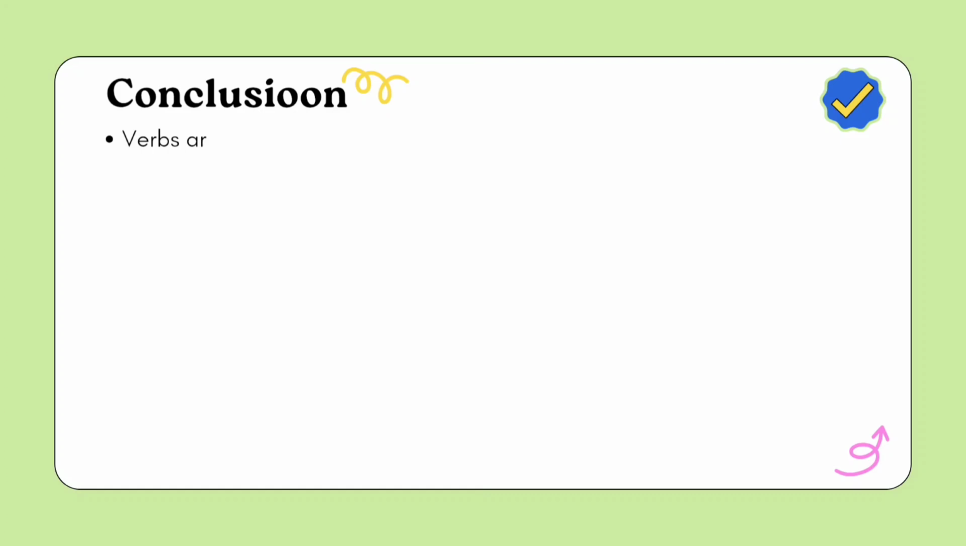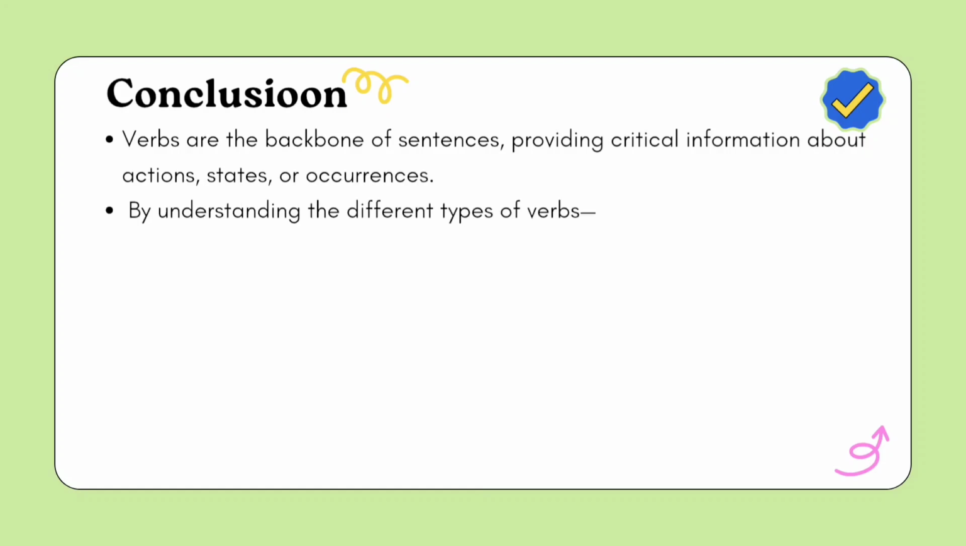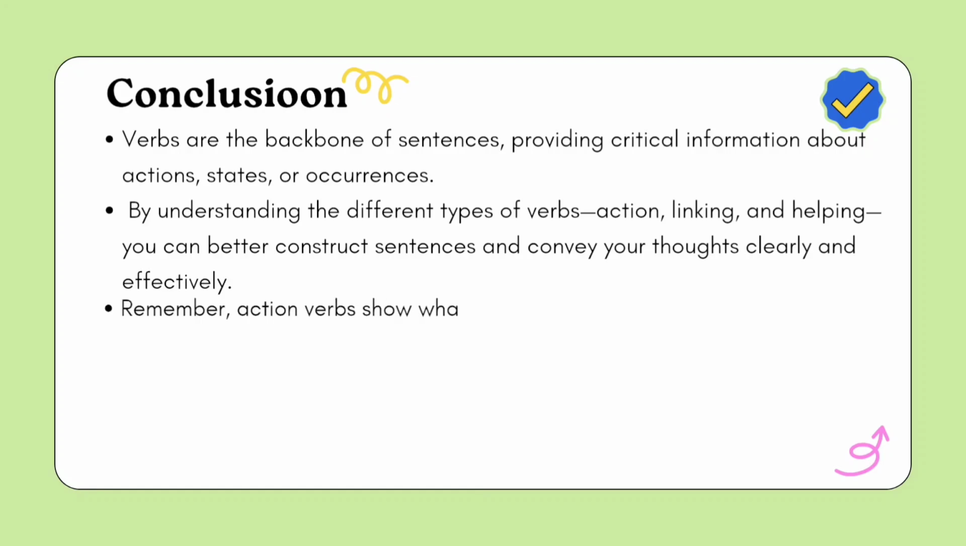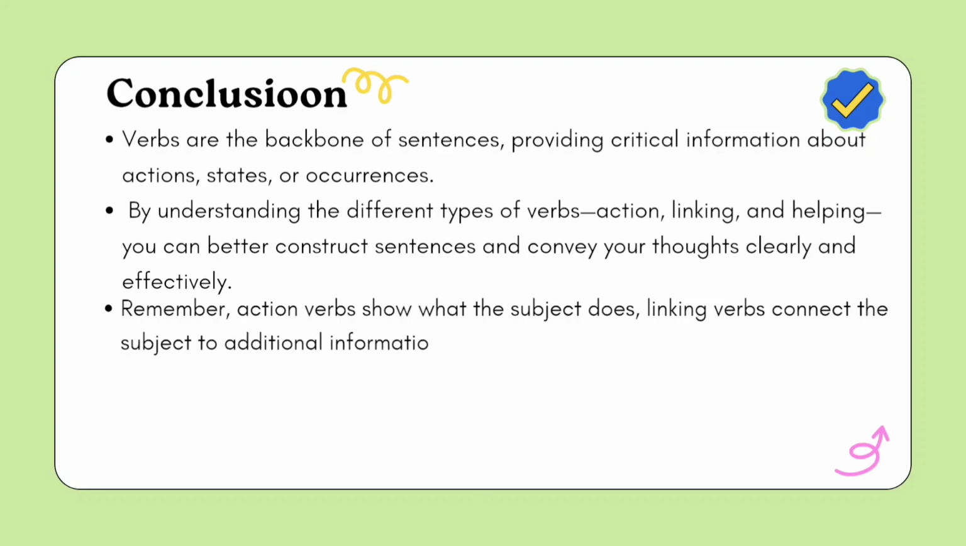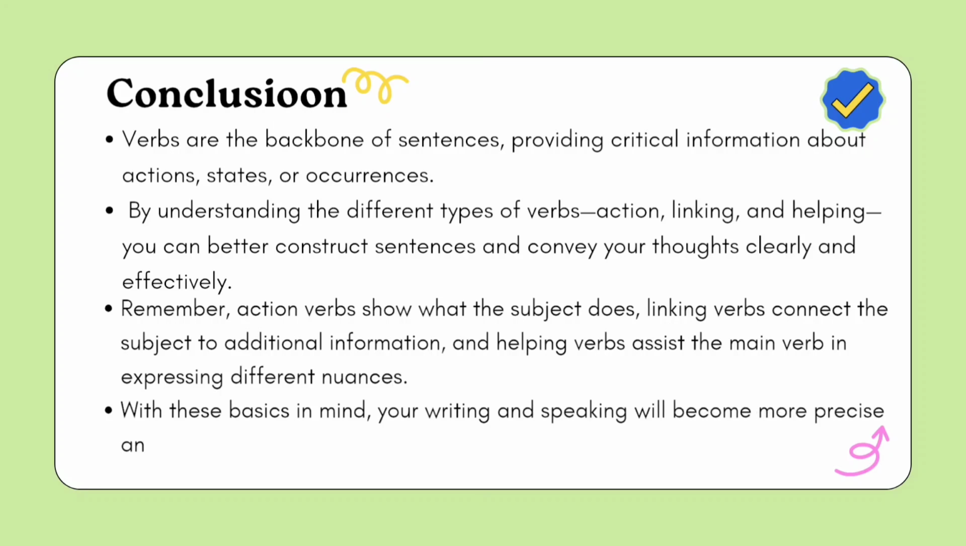Conclusion. Verbs are the backbone of sentences, providing critical information about actions, states, or occurrences. By understanding the different types of verbs, action, linking, and helping verbs, you can better construct sentences and convey your thoughts clearly and effectively. Remember, action verbs show what the subject does, linking verbs connect the subject to additional information, and helping verbs assist the main verb in expressing different nuances. With these basics in mind, your writing and speaking will become more precise and engaging.